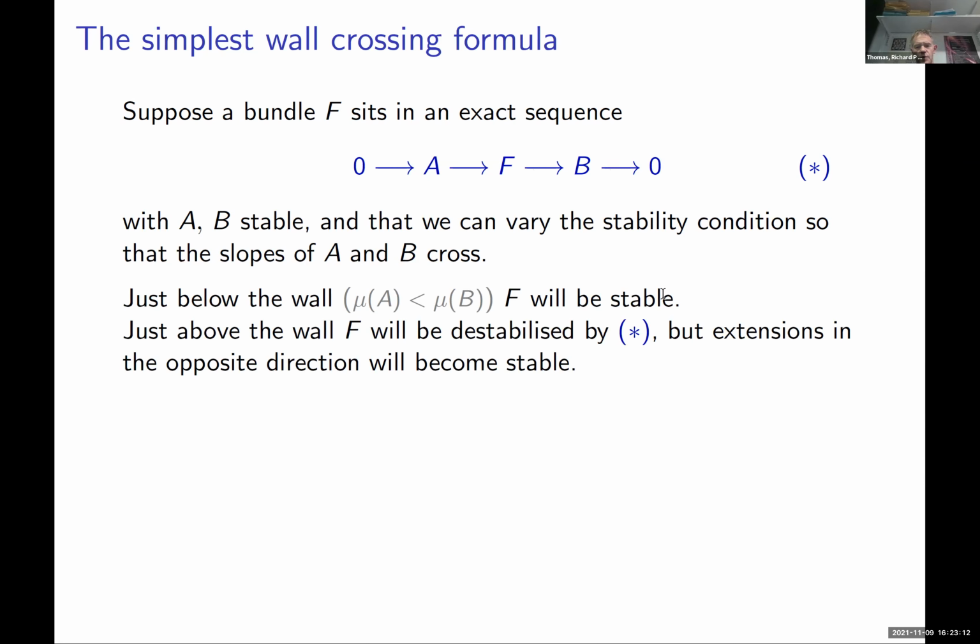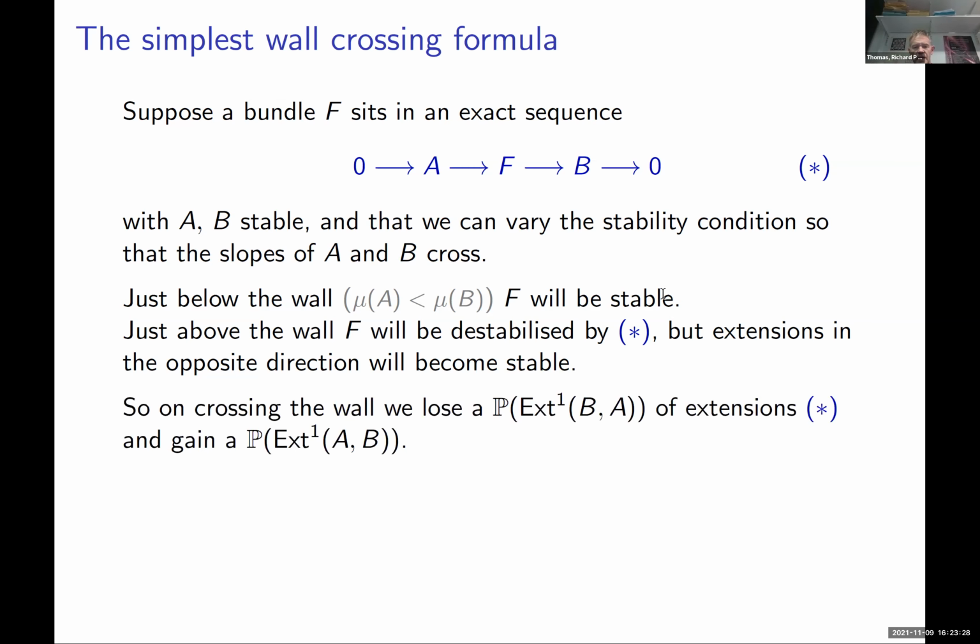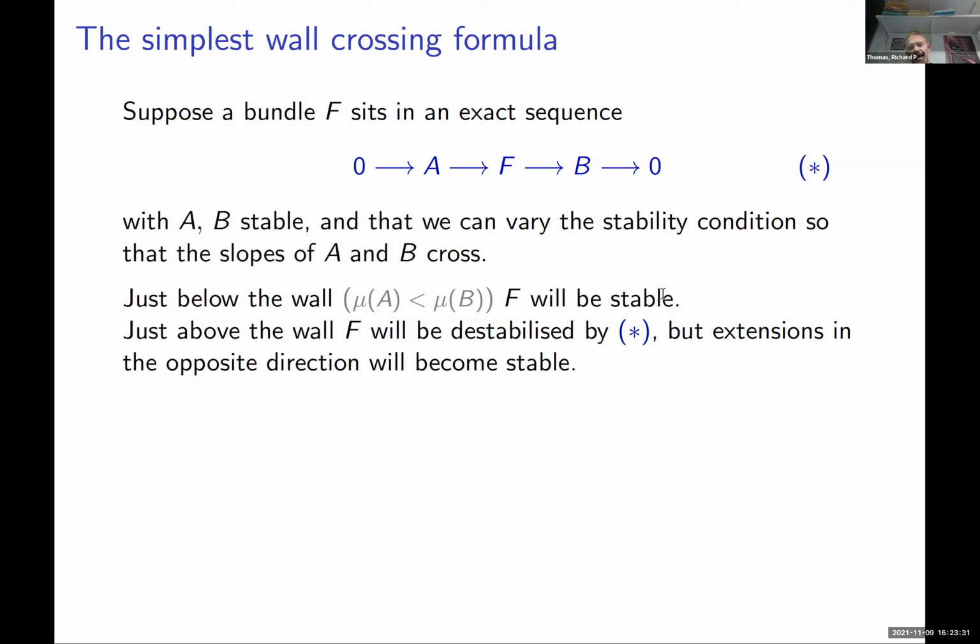And this is a very simplified setting because I'm assuming A and B themselves are strictly stable throughout. They themselves don't get destabilized as we move around in the space of stability conditions. That would lead to a more complicated wall crossing formula, which I'll come back to. So this is the simplest wall crossing formula. I'm also going to assume A and B aren't isomorphic to each other. Again, when they are isomorphic, there's something else you can do, but it's more complicated.